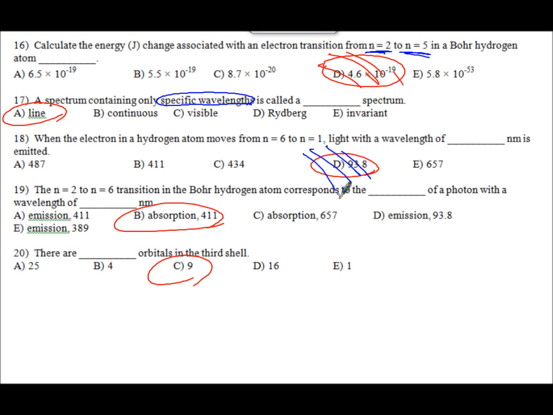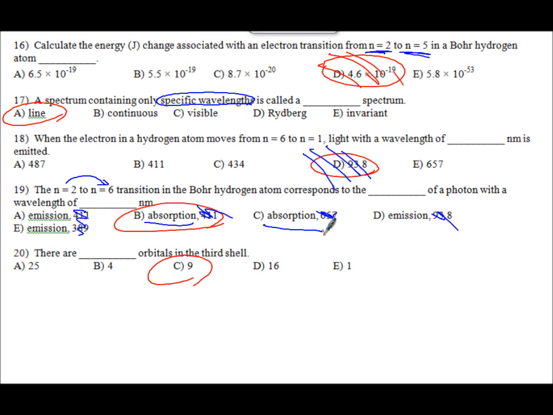19. We'll talk about the absorption versus emission part. The actual wavelength, not that important. But if it's going from 2 to 6, it should be gaining energy. It should be absorbing energy. I'm not going to have you calculate how much energy as it changes energy levels, and we're not going to calculate what wavelength of light is associated with that. That was removed. I didn't catch it.